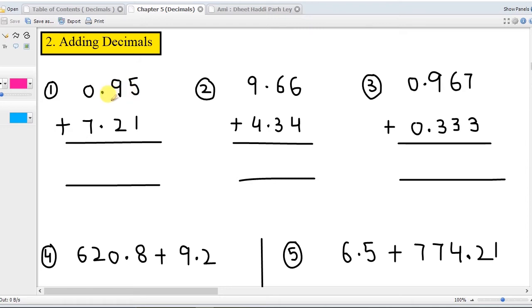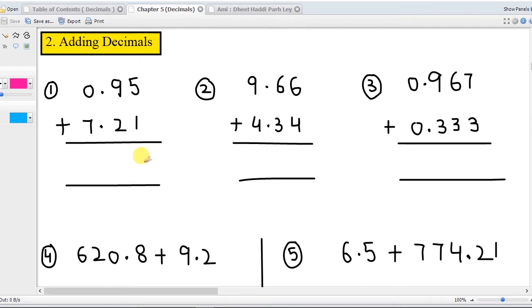0.95. Remember, we are not allowed to pronounce this as zero point ninety-five. That is a wrong pronunciation. Whenever you pronounce numbers that are after the decimal point, pronounce them individually. So it's 0.95 plus 7.21. The question has already been written in organized form for you. You just need to add them. So this is simple addition.